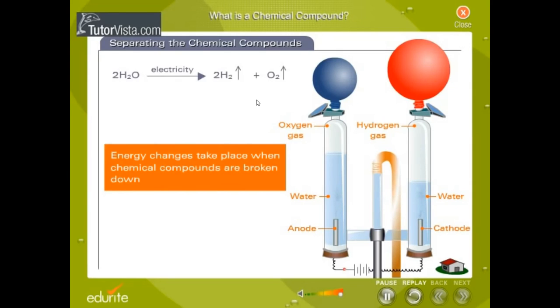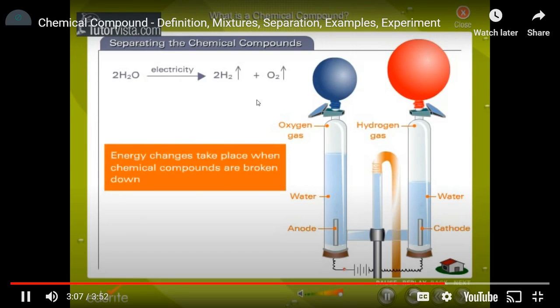Energy changes take place when chemical compounds are broken down.